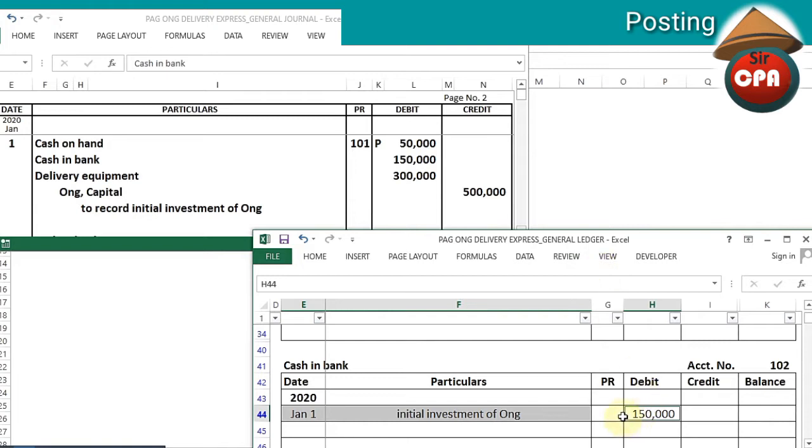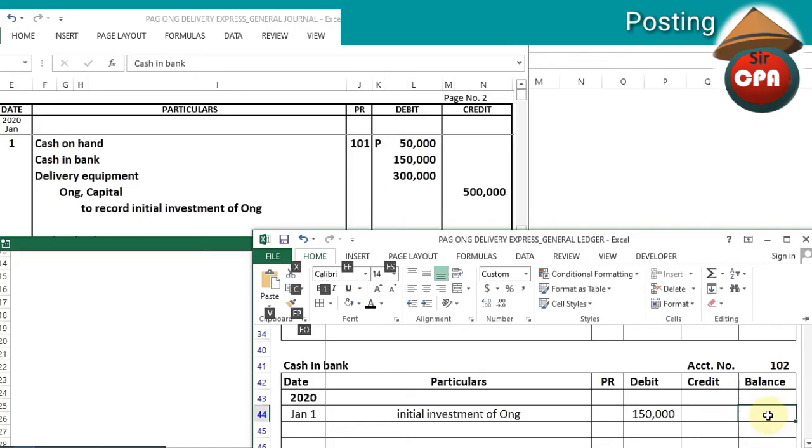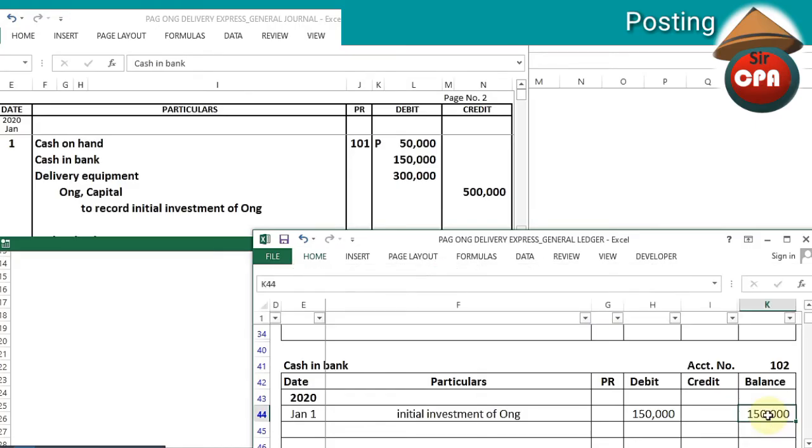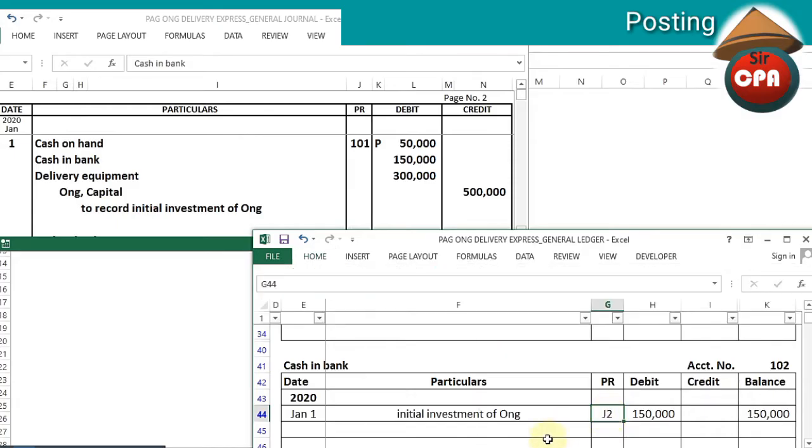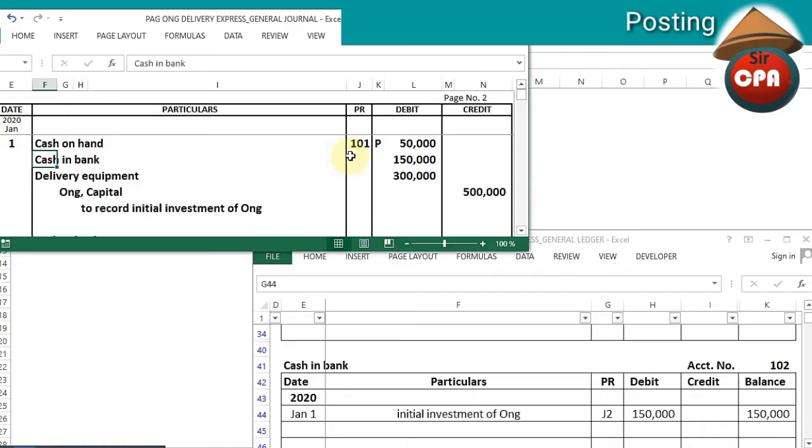Then, let's compute the balance. So, wala pa namang ibang involved na amount. So, 150,000 yan. Now, post-reference natin, J2. Meaning, basis natin ay journal entry on page 2. Tama? Now, babalik tayo sa journal entry to write the respective account number of the cash in bank. And that is 102. Okay?